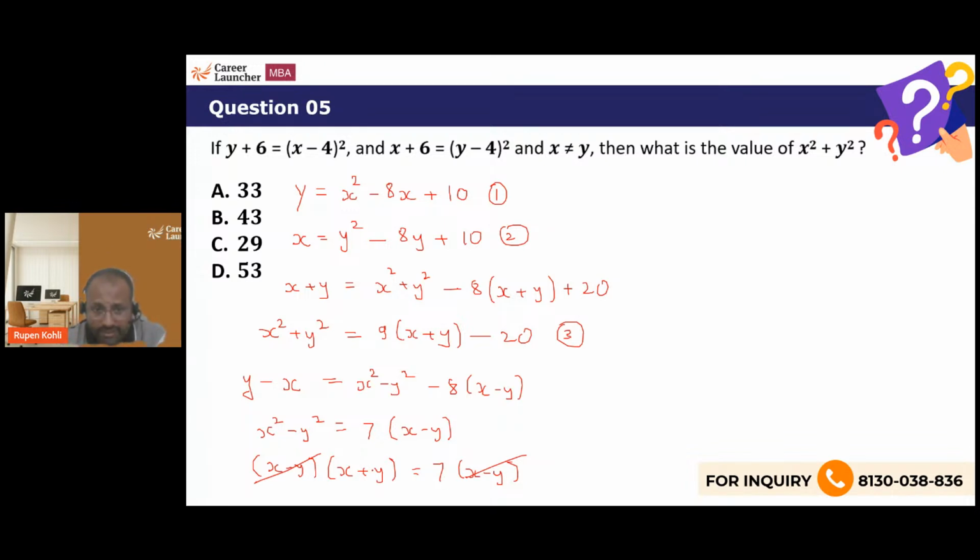It gives us the value of x plus y is 7, which I can put over here now and get the answer. So you just had to rely on the equations, just simply manipulate. And therefore you're getting the answer. X squared plus y square is 9 into x plus y, which we know now is 7. So this is 63 minus 20, which is 43, right? 43. Perfect.